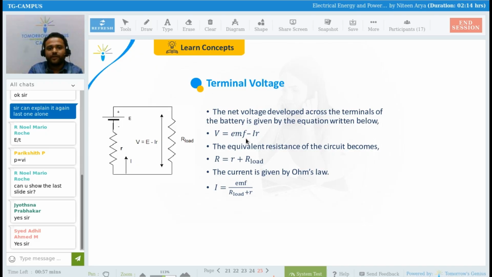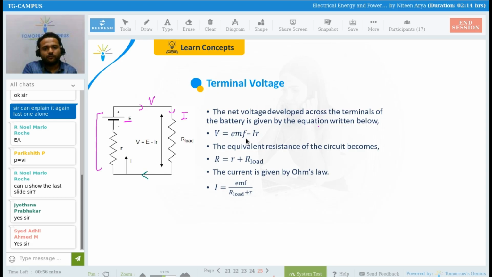Terminal voltage, that is important. The net voltage developed across the terminals of the battery is given by the equation written below: V equals EMF minus Ir. What is the meaning of this? See, this is the EMF E, this is r, and this voltage is going into any particular load which is going to make the current flow.